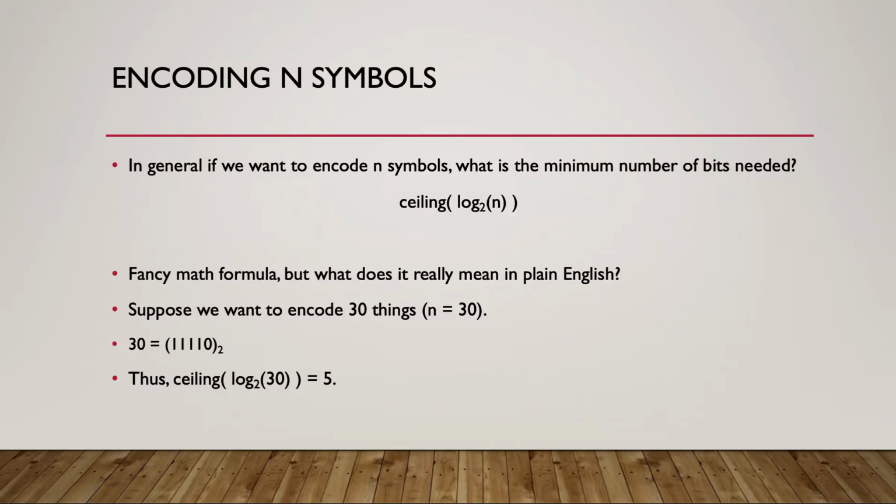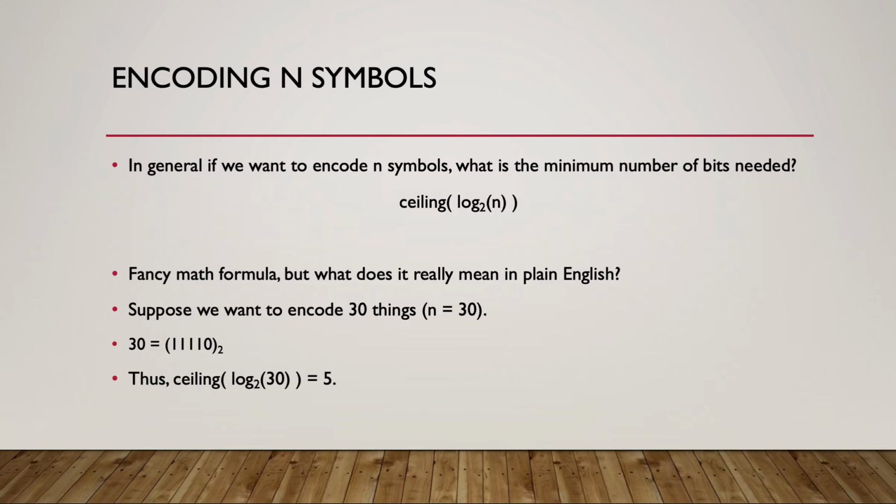Okay, let's see how many bits we need if we want to have n different symbols. For doing this, we have a formula: we get the ceiling of the logarithm of that n, number base 2, because we are working with binaries. That's so obvious. So here, if we want to explain it in plain English, just imagine I need to assign 30 different codes to 30 different things.